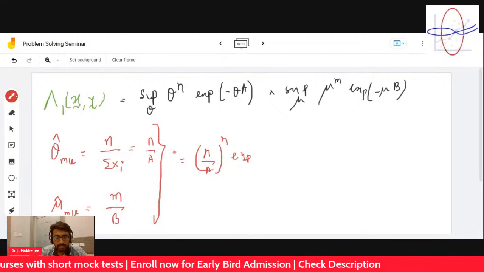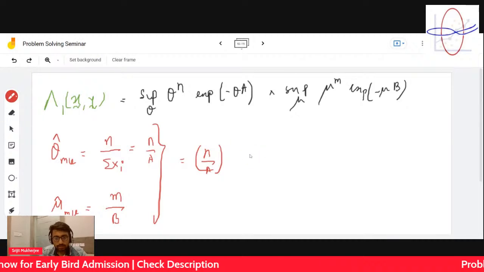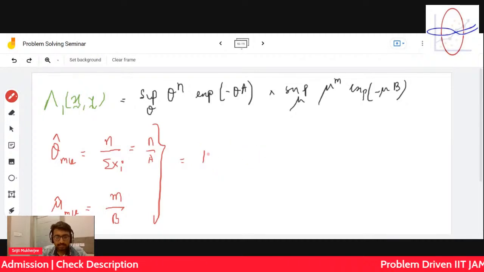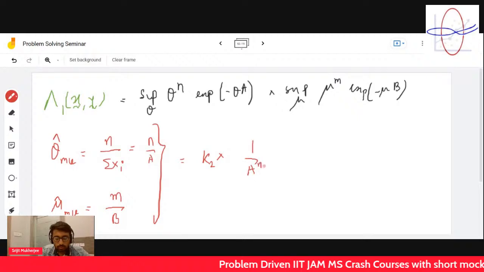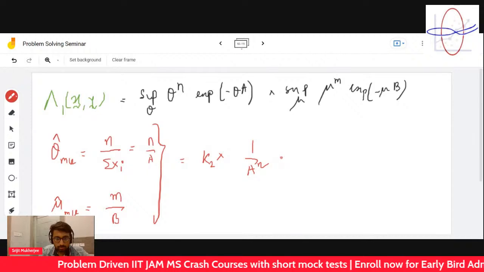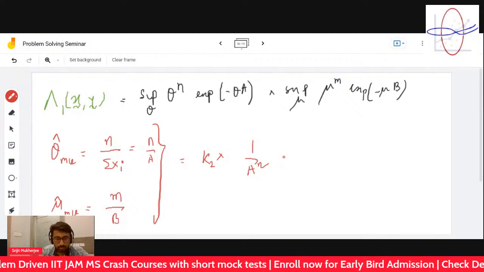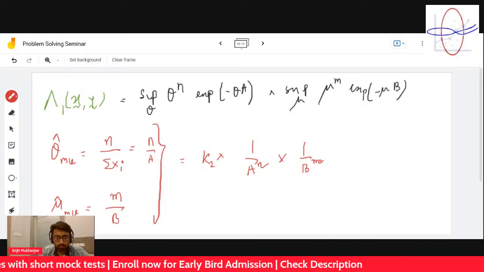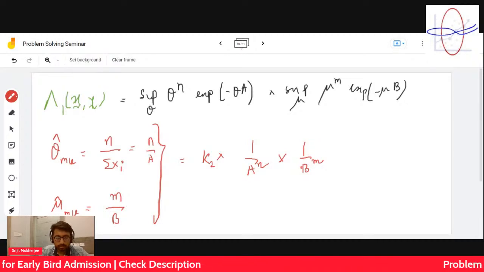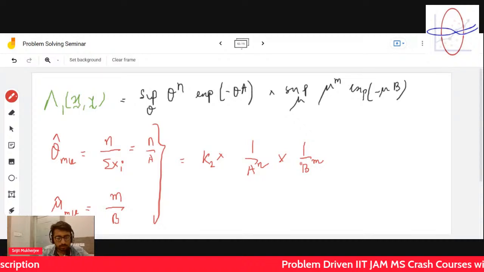exponential of minus n, observe, this is again a constant. So that is a big constant, K2, times 1 by a whole to the power n times 1 by b whole to the power m. This is the maximum likelihood. Right? Very simple, very, very simple.